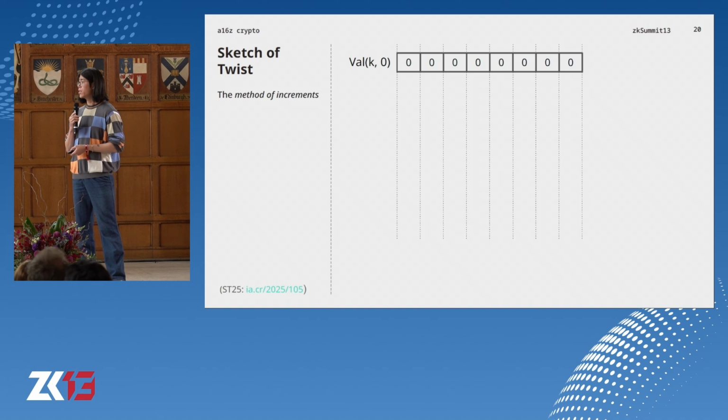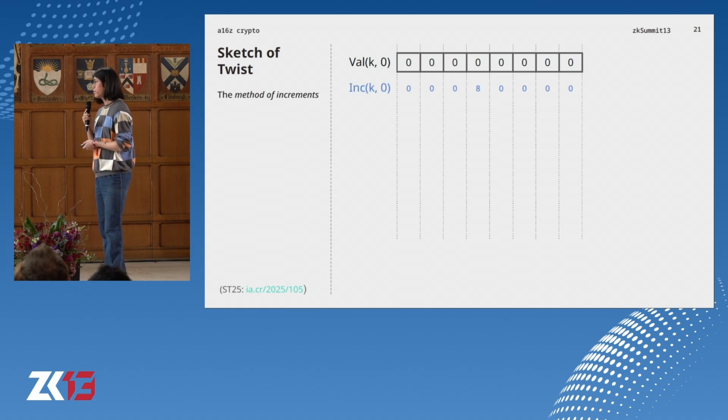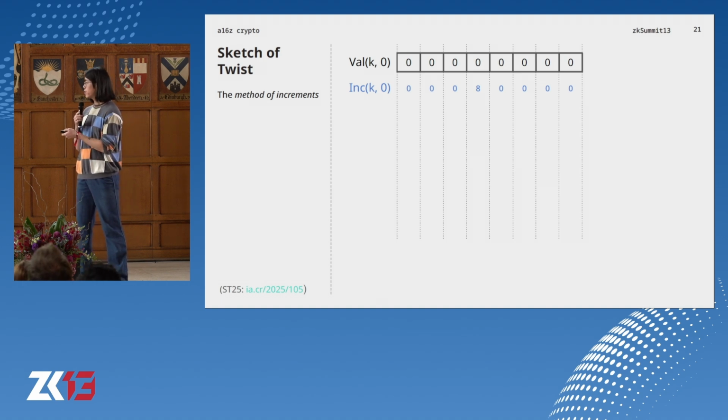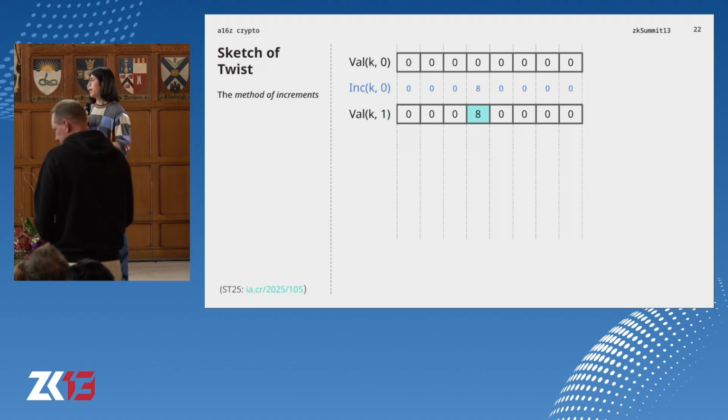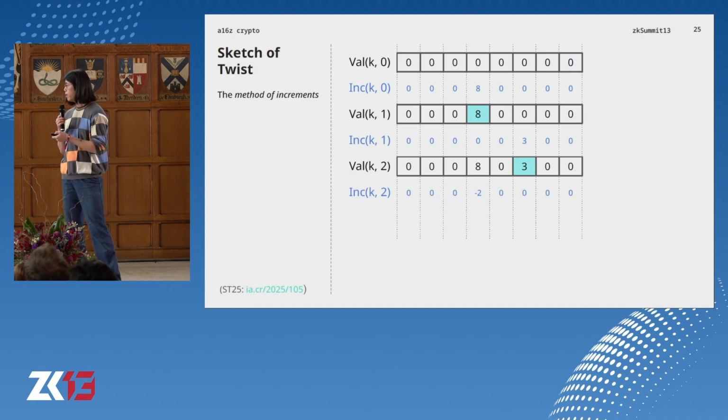Now, for a high-level sketch of Twist, or rather the key insight of Twist, which is the method of increments. Instead of a static lookup table Val, we have a Val which can be both read from and written to. So you can think of these as 8 registers, initialized to all zeros here. Every time we write to one of these registers, we're going to represent that as, instead of the write value, the increment, or delta. So here we're incrementing that register by 8. And then at the next cycle, we're going to increment this other register by 3. And then we're going to decrement that 8 by 2, giving us 6 in that register.